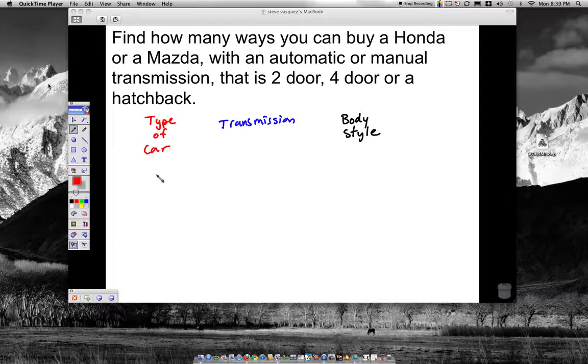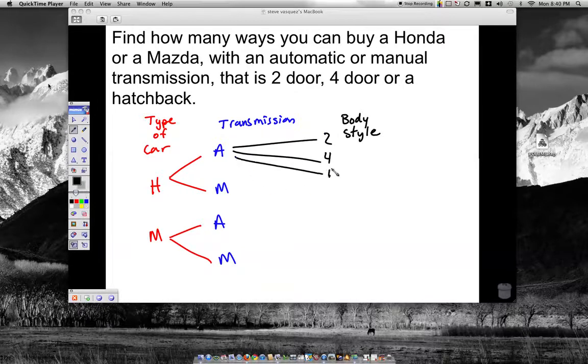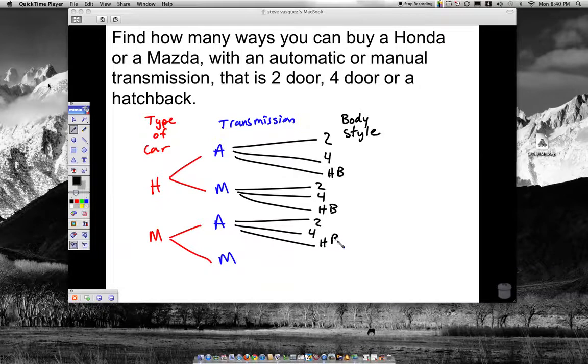With type of car, I have 2 choices. I could either purchase a Honda or I could purchase a Mazda. With the transmission, I have a couple choices as well. I could purchase an automatic, or I could purchase a manual. And then the body style to go along with the transmission is I could choose a 2-door, a 4-door, or a hatchback. This repeats for each branch of the tree.